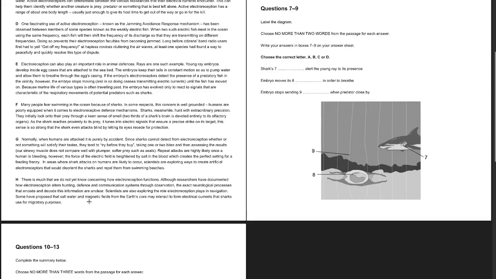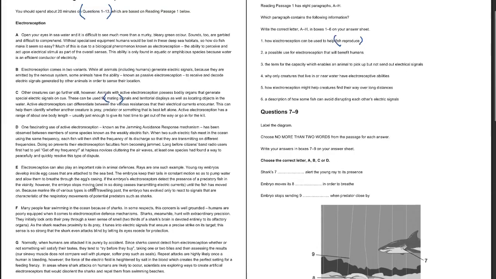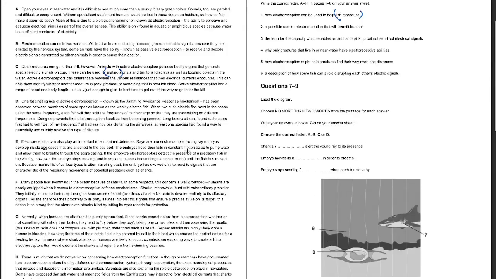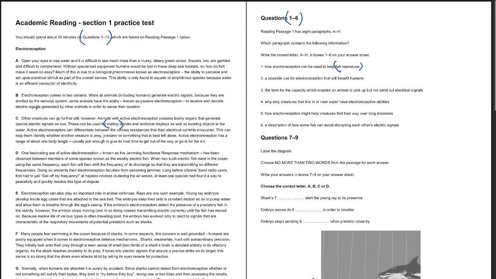Some have proposed that seawater and magnetic fields from the Earth's core may interact to form electrical currents that sharks use for migratory purposes. So as you can see here, this is exactly why you do not read the entire paragraph before doing the questions, because if you do, you're basically wasting your time. Alright, so what you do is just look for the main keywords. From A until H, the only place with keywords about reproduction is C, because here it says mating. Therefore, number 1, the answer is C.